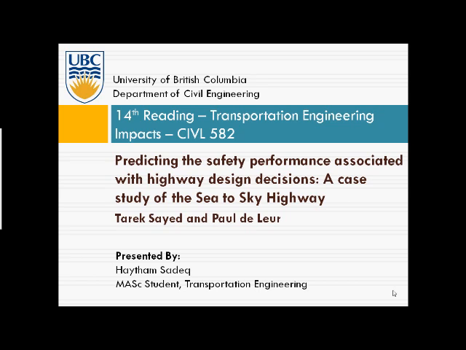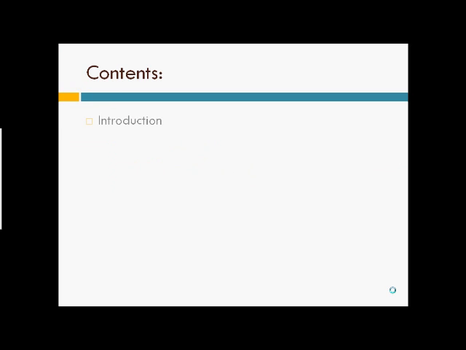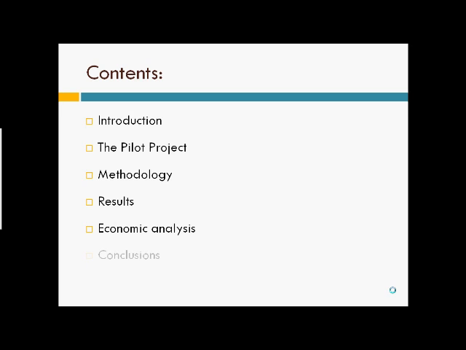case study of the Sea to Sky Highway done by Dr. Tarek and Dr. Paul D. Leur. Today I will be talking about an introduction of that project and this idea and the pilot project and the specification of that project, and then I will go to the methodology, what is behind this procedure, and what the collision modification factor is, what the collision prediction models are that can be used in some similar case study, and we will check the results and go to the economical analysis and conclusion and some comments and questions.